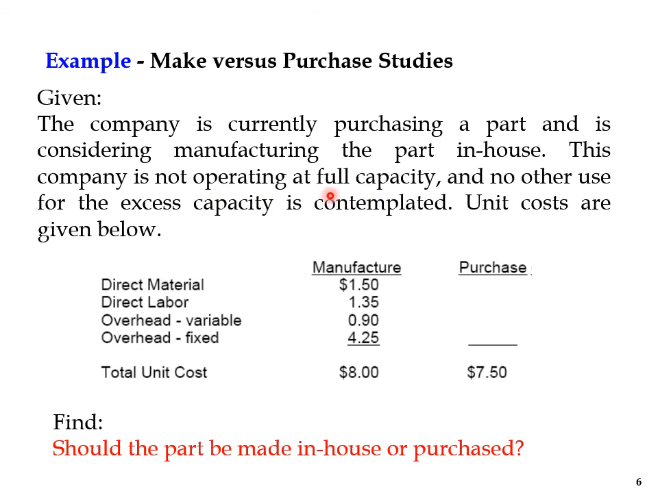This company is not operating at full capacity and no other use for the excess capacity is contemplated. So if you are not producing this item, the equipment and the labor will be idle. Think about this. Is this cost really the total unit cost of producing? Or should you concentrate on something else when considering this decision, $7.5 or not? Take a minute to think about this, please.